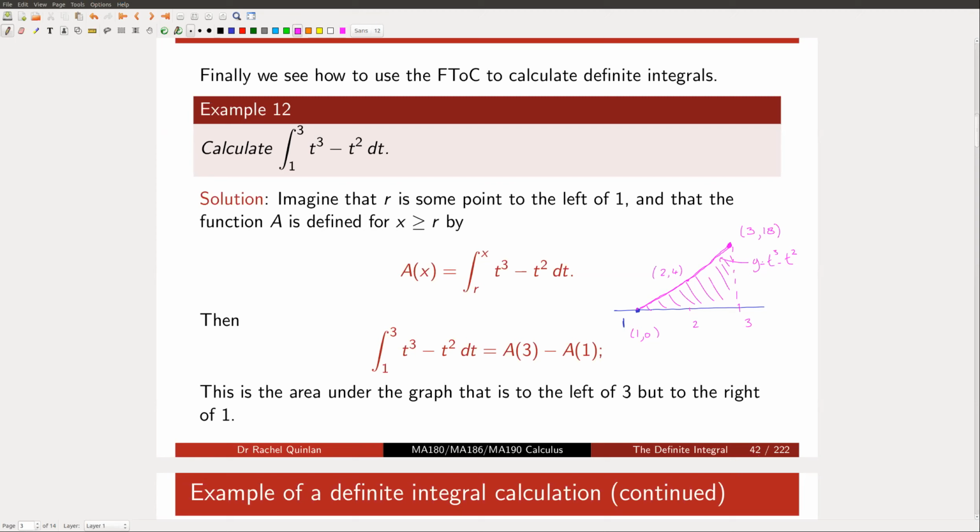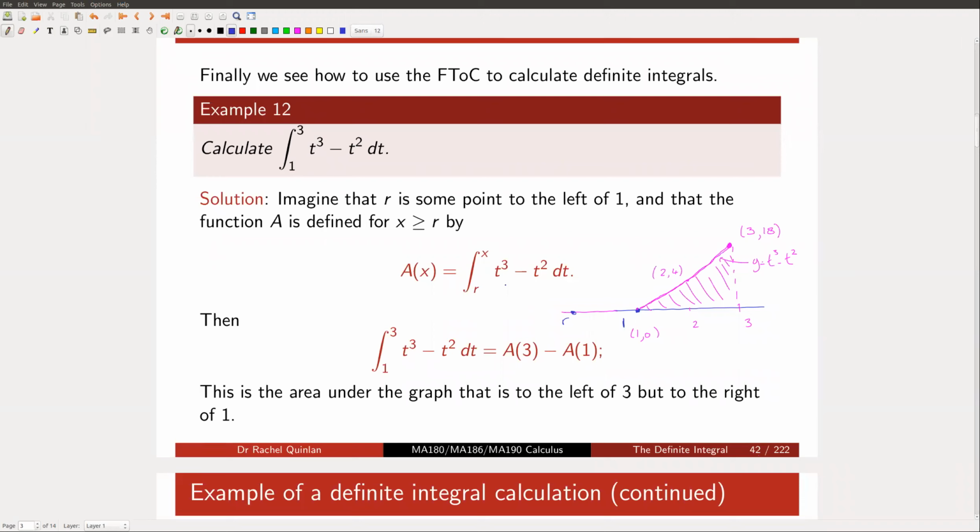Okay, so to tackle this with the fundamental theorem, we're going to imagine that we have some point R, which appears in the fundamental theorem statement, and that R is somewhere way off to the left. We don't care where it is as long as it doesn't interfere with the part of the picture that we're interested in. And we're going to define the area accumulation function A to be the integral from R to x of t cubed minus t squared. The graph, of course, continues to the left of 1. I've only drawn the part of it that appears in the region that we care about. t cubed would be negative when t is negative, so the graph can drop below the x-axis. So A of x is the integral from R to x of t cubed minus t squared.